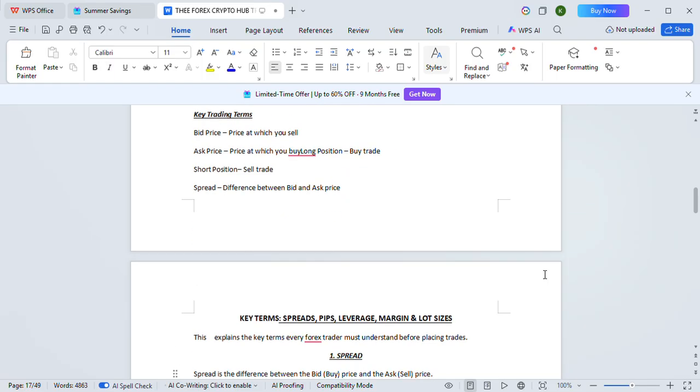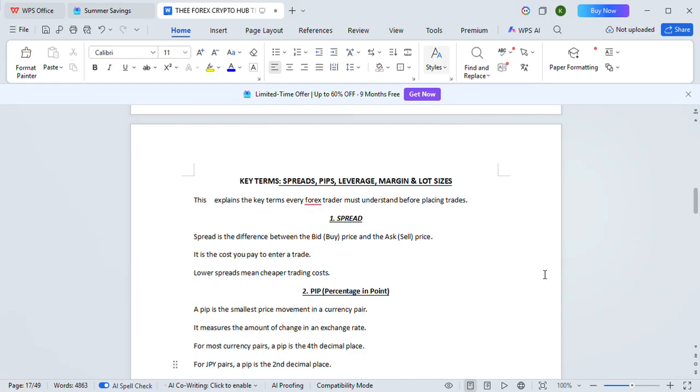So now we go to these key terms, and I believe by the end of this we will have covered everything on basics, and then in our next class we can start doing technical analysis where the real job starts.